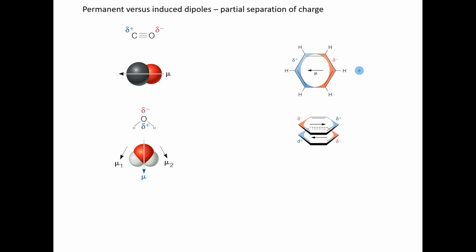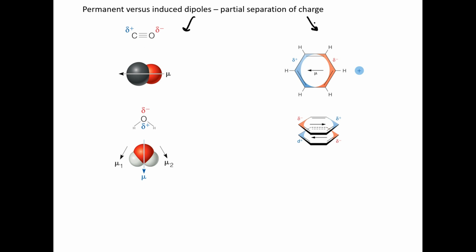So this is just a slide which gives us a little bit of clarification on permanent versus induced dipoles, and I talked about it a little bit in the previous slide, but it's worth taking another look at it here. On the left, you have examples of permanent dipoles, and on the right, we have induced dipoles.